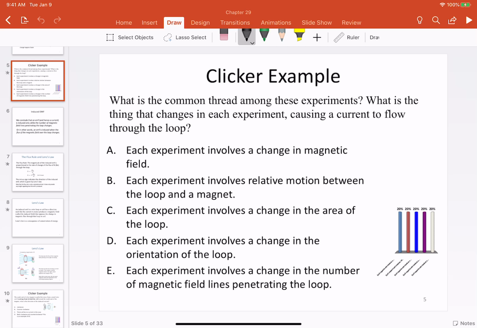B says that each experiment involves relative motion between the loop and the magnet. That's also not true. I told you that you can hold the loop and the magnet still, but if you vary the magnetic field of the magnet, that would cause a current to flow. C is not correct because a change in the area of the loop would cause a current to flow, but it's not the only thing that does that. D, each experiment involves a change in the orientation of the loop, is not true for the same reason. So the correct answer is that each experiment involves a change in the number of magnetic field lines penetrating the loop. Okay.